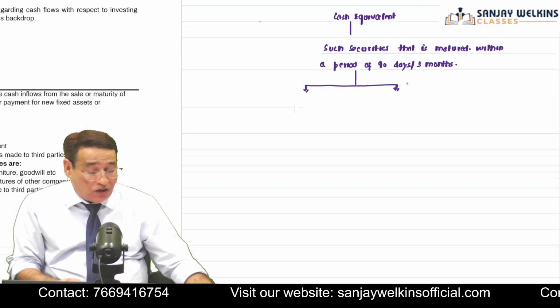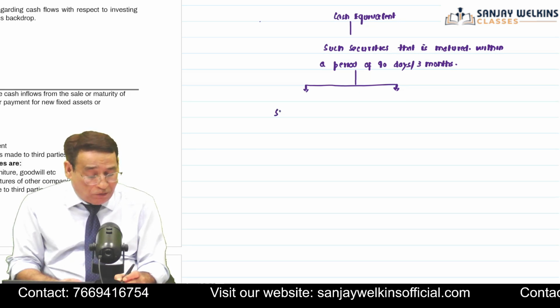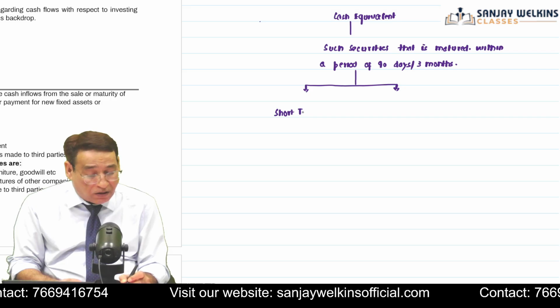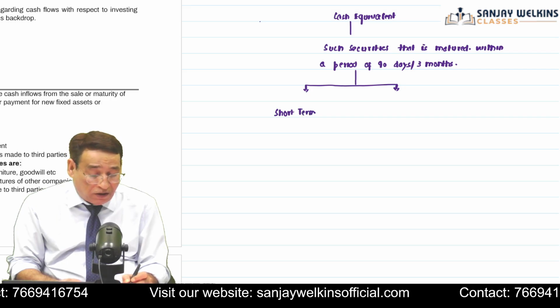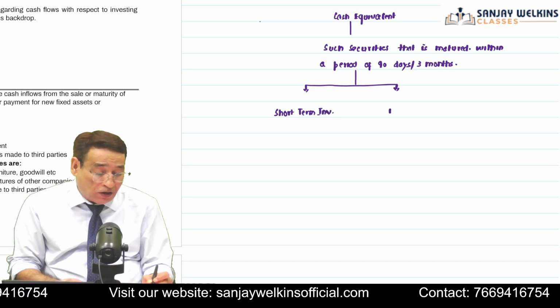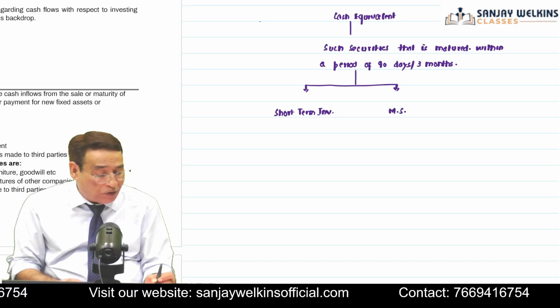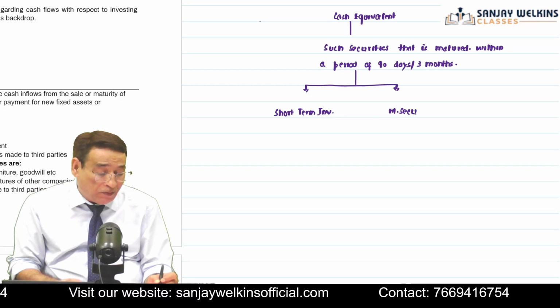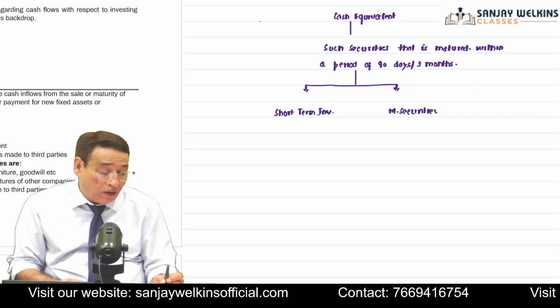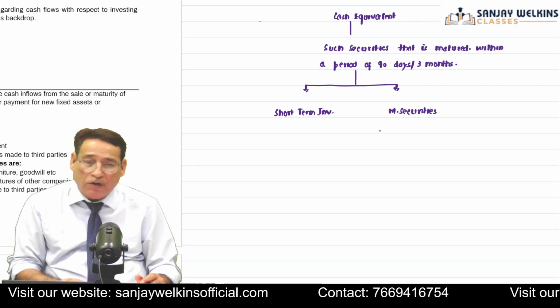Suppose in the question, in the balance sheet, you are being given short-term investments or marketable securities, you will have to consider them as cash equivalents. Is it clear to you? Short-term investments or marketable securities, because in that case we presume that they are maturable within next 3 months without losing anything. This is what we mean by cash equivalent.